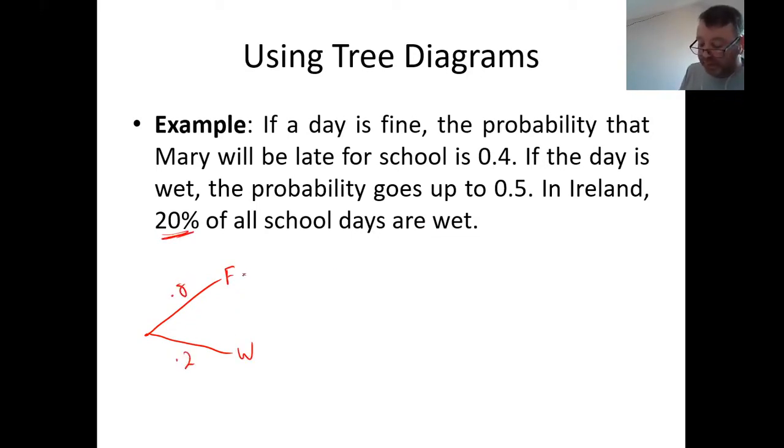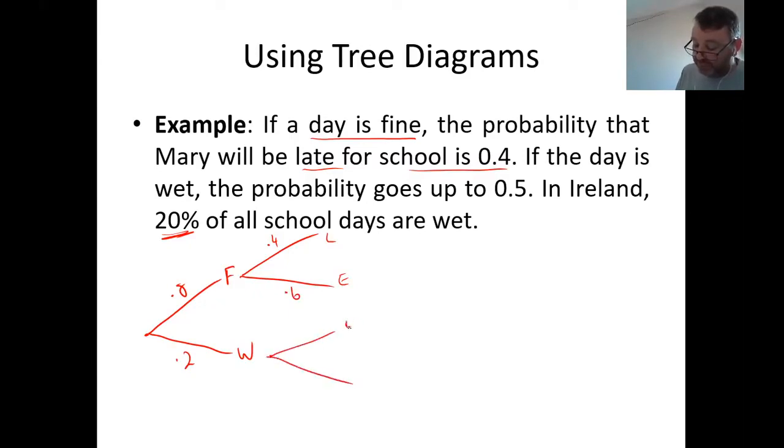Okay, let's see what happens on a fine day for poor Mary. If the day is fine, the probability that she'll be late is 0.4. So now we've got late and we've got early. So 0.4 that she's going to be late, meaning 0.6 she's going to be early. But if the day is wet, this goes to 0.5 each, because 0.5 and 0.5 make 1. So there's late and early. Okay, so that's how you would do the tree diagram for that.